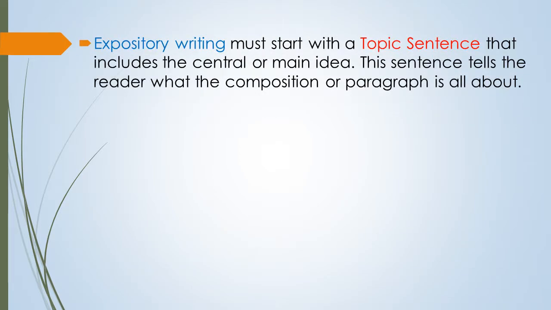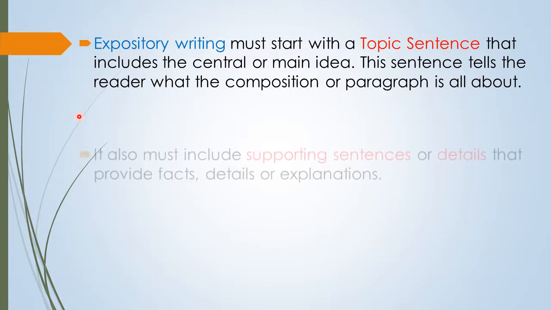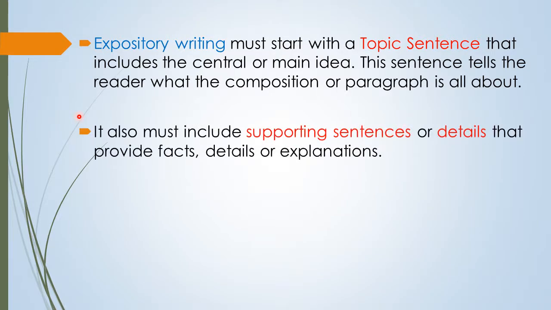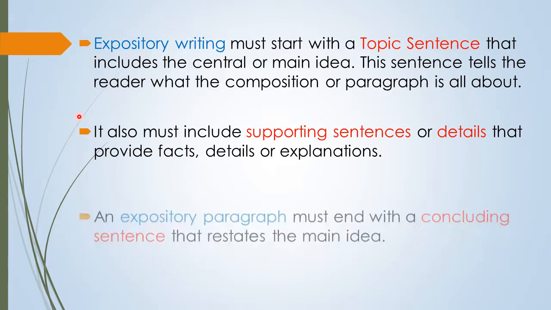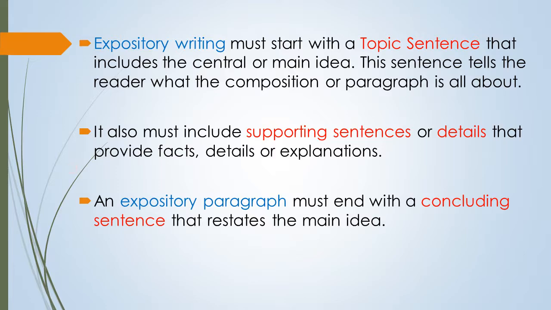Expository writing must start with a topic sentence that includes the central or main idea. This sentence tells the reader what the composition or paragraph is all about. It also must include supporting sentences or details that provide facts, details, or explanations. And as any paragraph, an expository paragraph must end with a concluding sentence that restates the main idea.